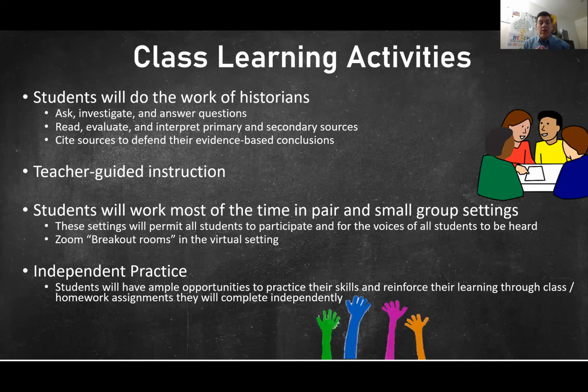And as well, students will have plenty of opportunities to independently practice the skills that they've learned in class, and also to apply the knowledge that they've learned. This will be done through independent activities, independent classwork and homework assignments. Some of them will be done when we're together, and some of them will be done when they are at home working individually. So these are the type of activities that we will be working on throughout the school year.